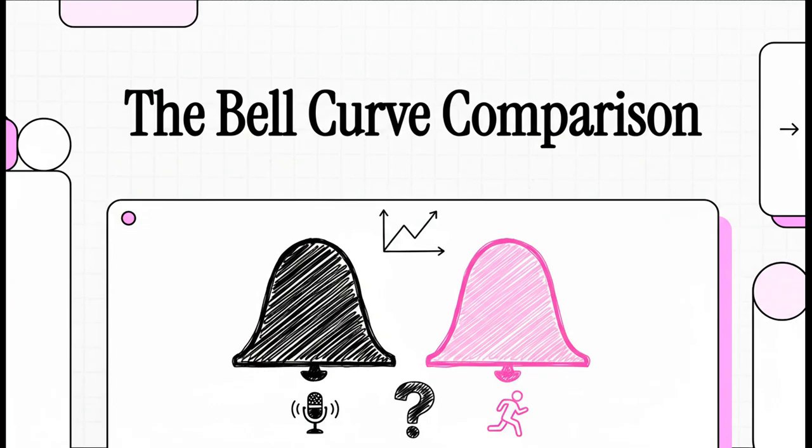Welcome to The Explainer. Today, we're going to tackle a classic statistical puzzle. How can you fairly compare two completely different performances? We're talking apples and oranges here, and we're going to use one of the most powerful tools in data to do it, the bell curve.